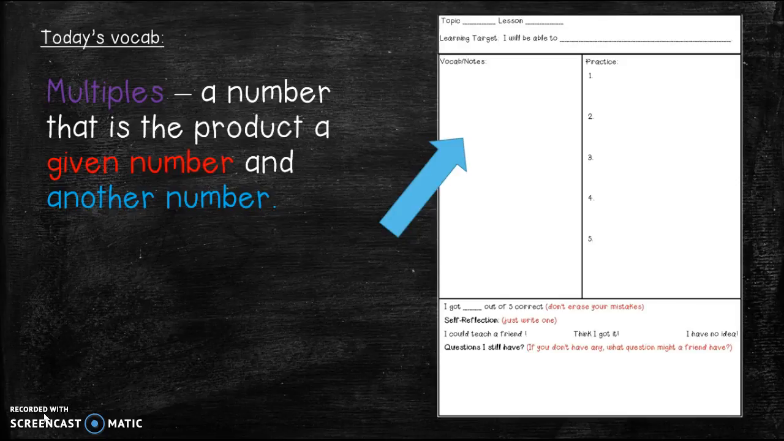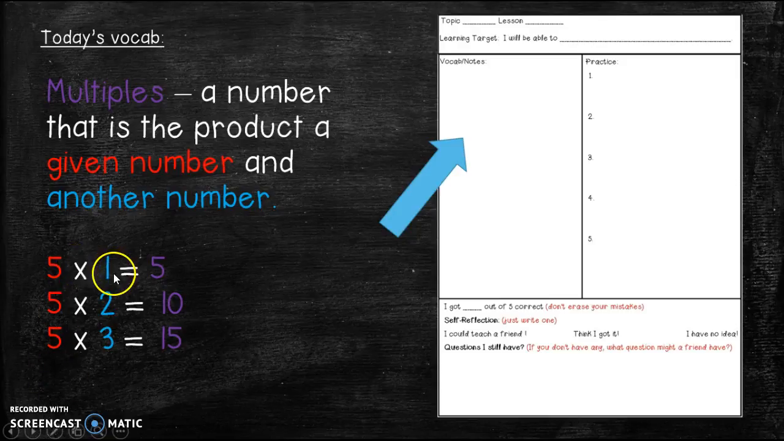Today's vocabulary, we just have one word. It's multiples. Multiples are a number that is the product of a given number and another number. In other words, if our given number is 5, in order to find the multiples of 5, we would multiply 5 times 1, times 2, times 3, and keep going. So the multiples of 5 would be 5, 10, and 15.